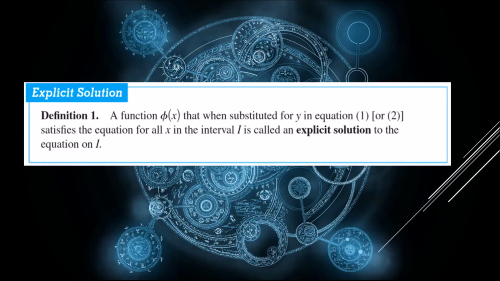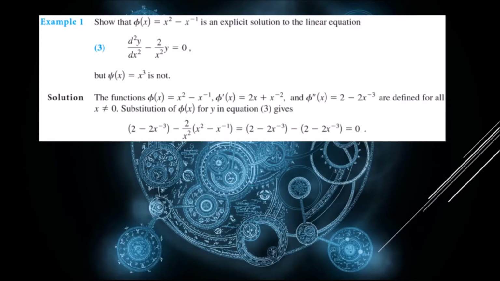Explicit solution. A function phi of x that when substituted for y in equation 1 satisfies the equation for all x in the interval I is called an explicit solution to the equation on I. Example 1. Show that phi of x equal to x squared minus x raised to negative 1 is an explicit solution to the linear equation d squared y over dx squared minus 2y over x squared equal to 0, but psi of x equal to x cubed is not.